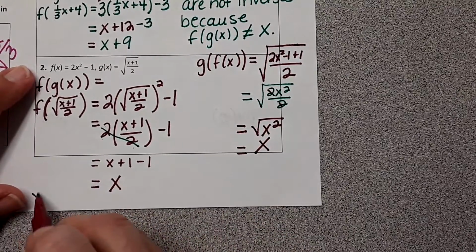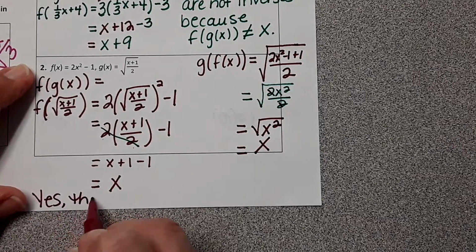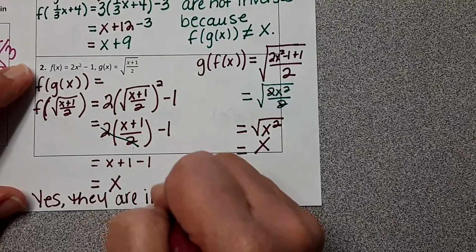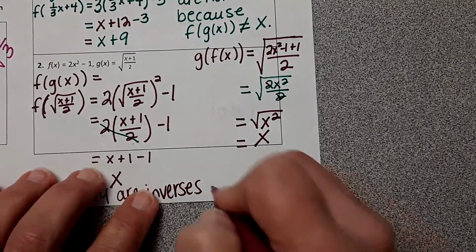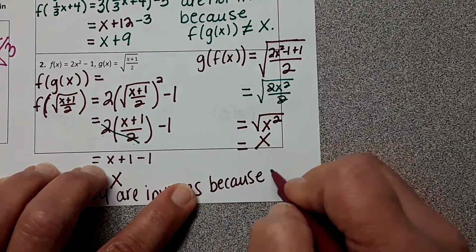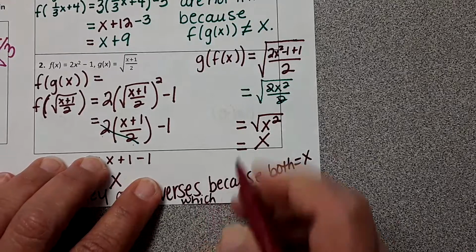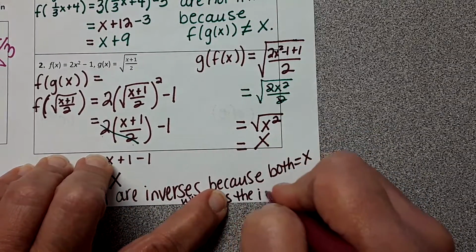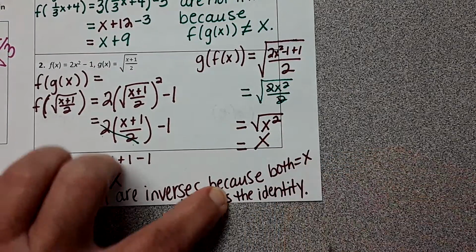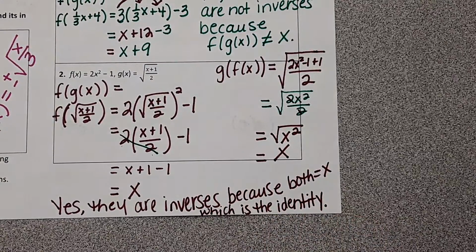So, yes, they are inverses, because both equal x, which is the identity. Okay, good?